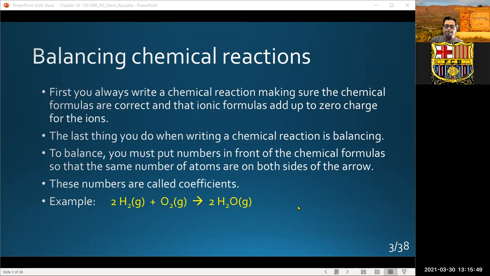Okay. Now, we balance it by putting the coefficients in front of the oxygen. So let's do this. Let me rewrite that equation. We have hydrogen gas plus oxygen react to give us water, H2O.